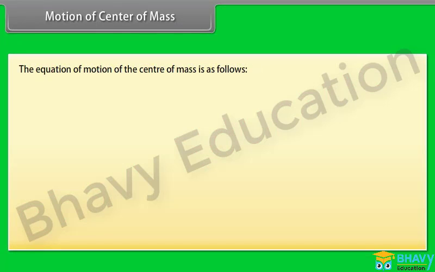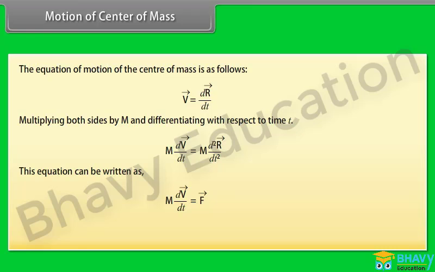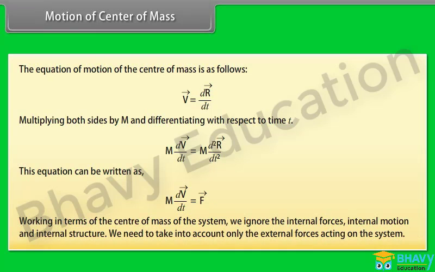Motion of center of mass. The equation of motion of the center of mass is as follows. v vector = dr vector/dt. Multiplying both sides by m and differentiating with respect to time t, we get m dv vector/dt = m d square r vector/dt square. This equation can be written as m dv vector/dt = F vector. Working in terms of the center of mass of the system, we ignore the internal forces, internal motion and internal structure. We need to take into account only the external forces acting on the system.